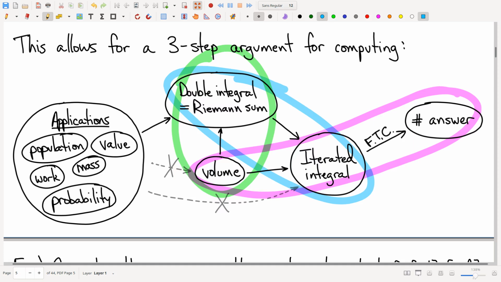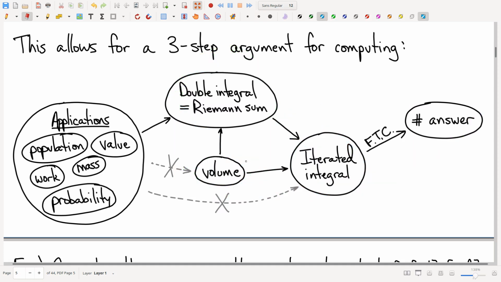And now let's ask the important question as far as anyone in a practical major, engineering, physics, something like that. The question that y'all are really interested in: forget geometry, forget math, I want to compute stuff. Mass, population, work, whatever. There's a million applications out there, endless applications. How do I compute these?